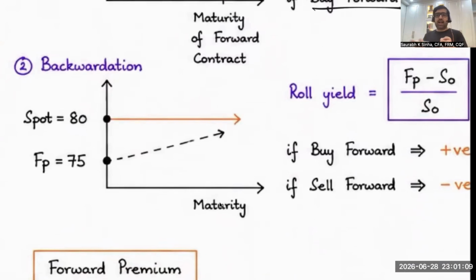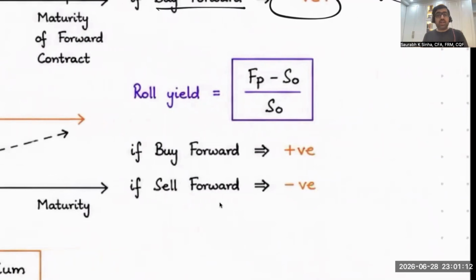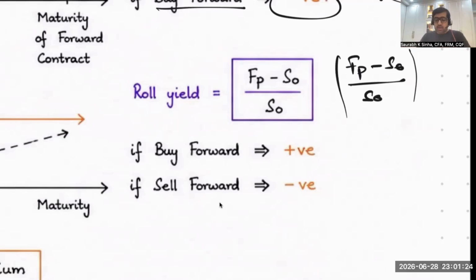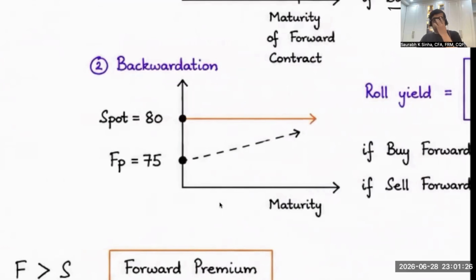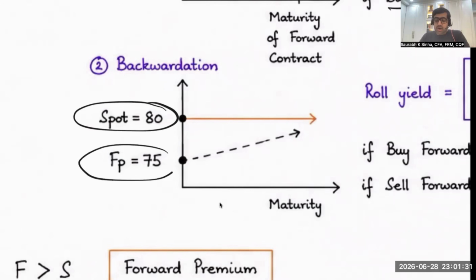Backwardation is going to be exactly the opposite, because the roll yield formula is not going to change even in the backwardation scenario. FP minus S naught upon S naught, and the absolute value. That is the roll yield formula. But in backwardation, what we are saying is the spot is 80. The forward contract price is 75. And they will converge. We all know they will converge in the future.